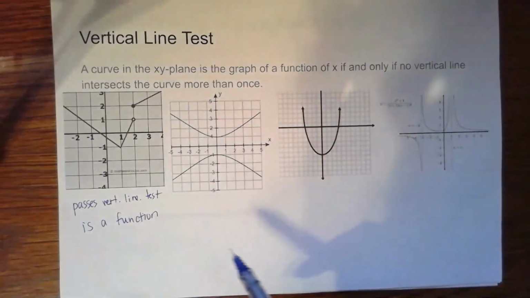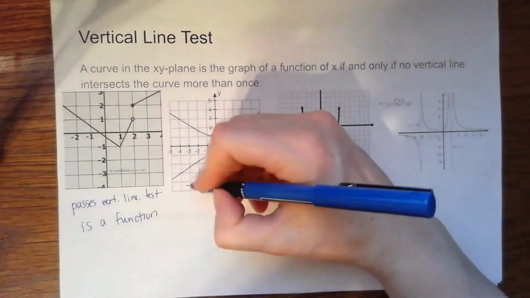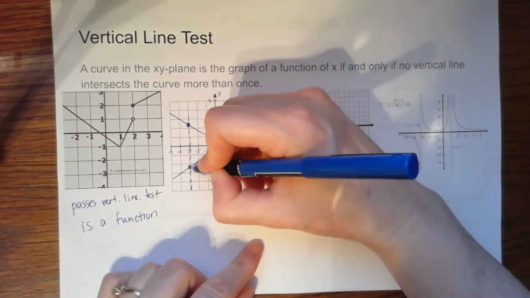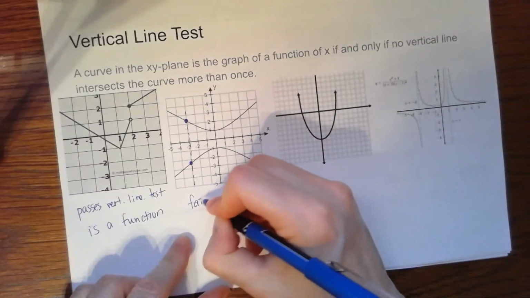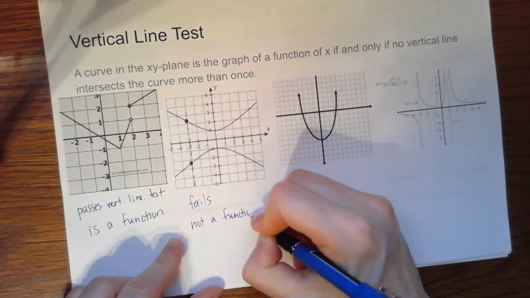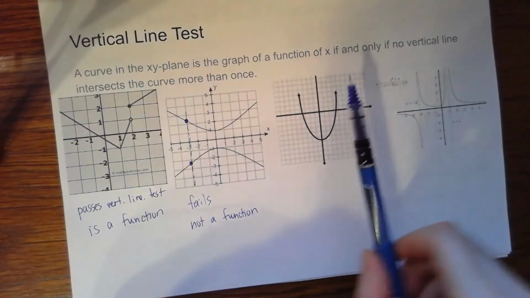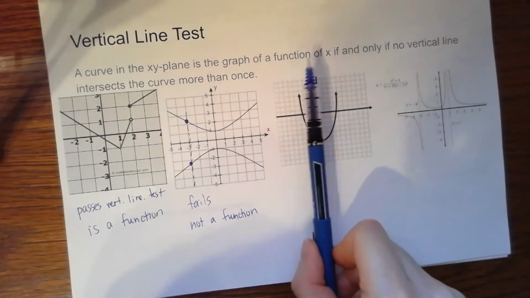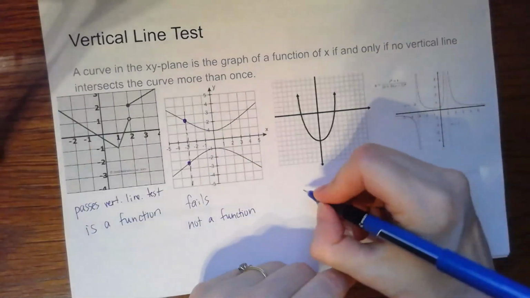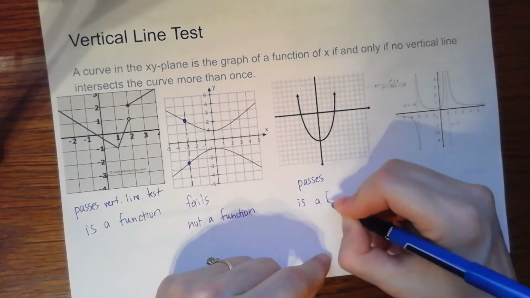How about this one? It's a hyperbola. Well, hopefully you can see pretty clearly, if I draw this vertical line right here, it intersects twice. This fails. So this is not a function. How about this parabola? Well, a parabola, no matter where you put your vertical line, it only passes through once. So this passes. So this is a function.